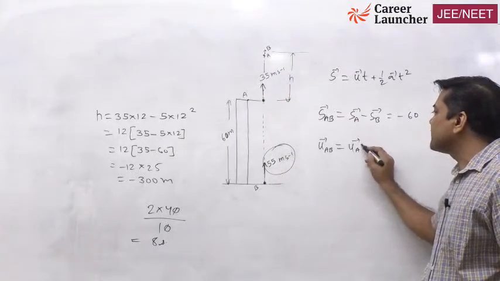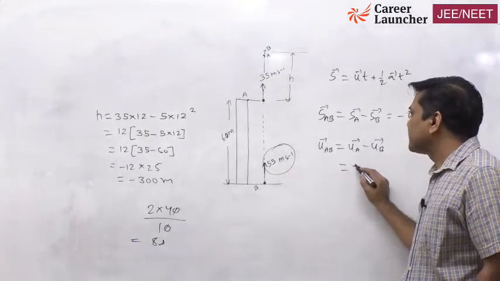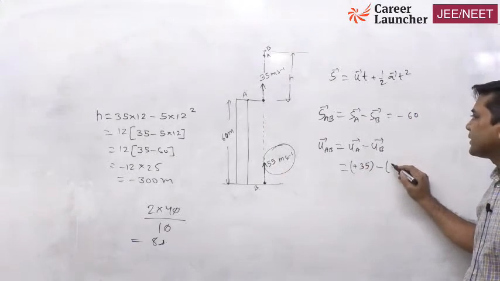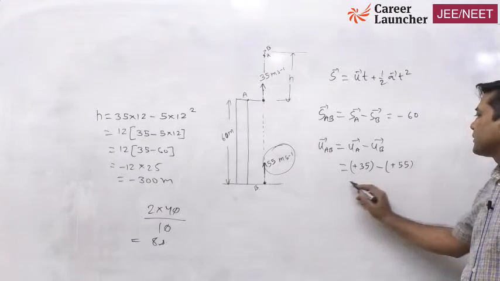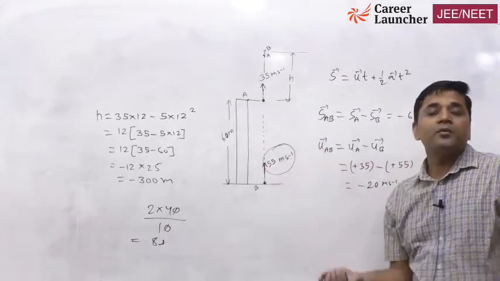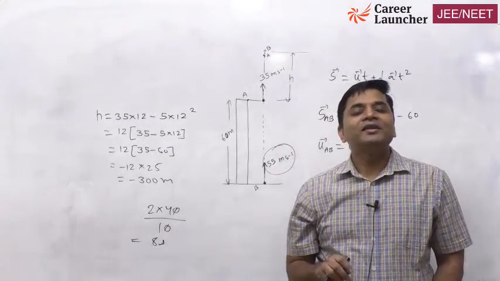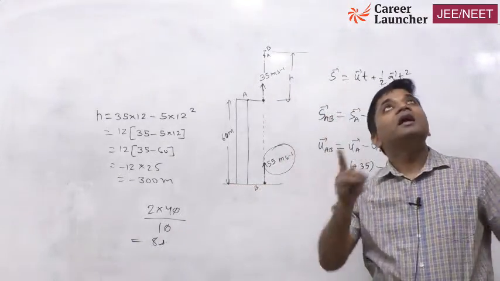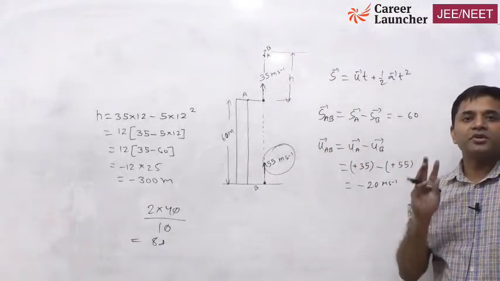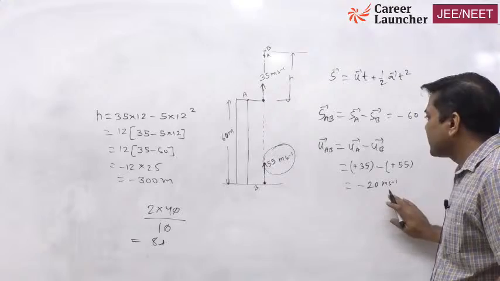U_AB is UA minus UB. Initial velocity of A is plus 35 and B is plus 55, so minus 20. That means B will observe that A is not moving upward by 35, it will realize that it is moving downward by 20. You'll think that I am staying here itself, I am not moving anywhere, and A is coming down by 20 meters per second. The observation will be like this. So minus 20 in this case.